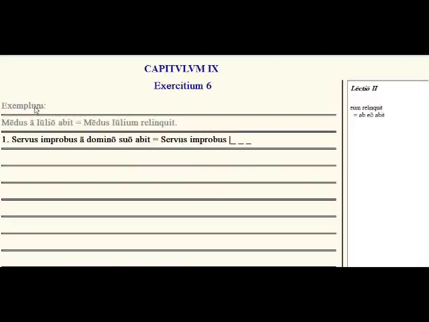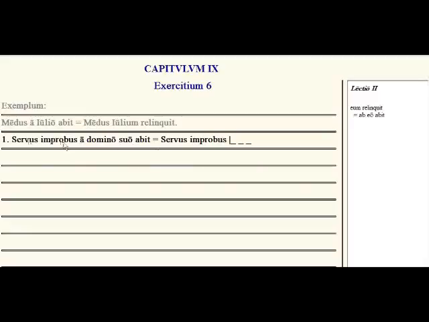Here we have an example, exemplum. Medus a Julio abit. Medus leaves Julius, or goes away from Julius, meaning the same as Medus leaves Julius behind. So, relinquit, to leave behind someone, is the same as to go away from someone, with the ablative construction. So we're going to be switching these back and forth.